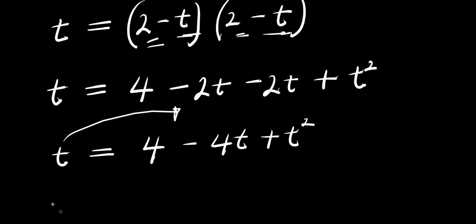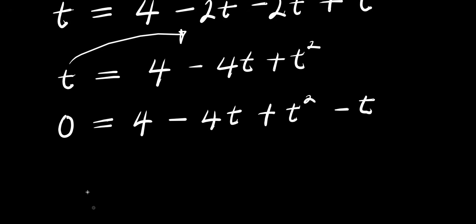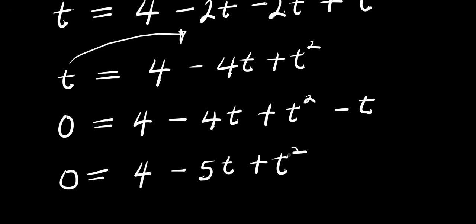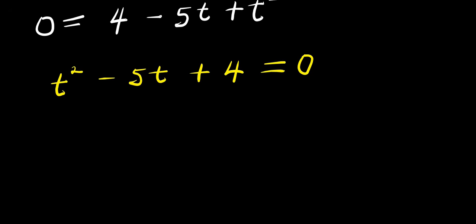Take this t over here. We have 0 equals 4 minus 4t plus t squared minus t. So from here, you have 0 equals 4 minus 5t plus t squared. So you can rearrange this. You have t squared minus 5t plus 4 equals 0. So this is what we are going to solve.